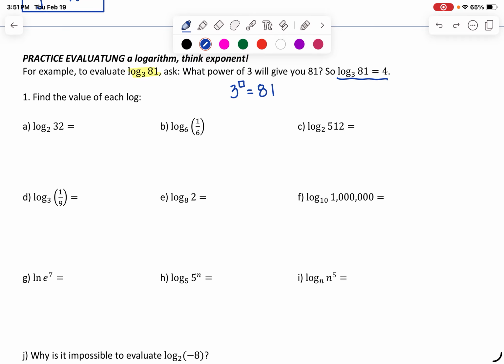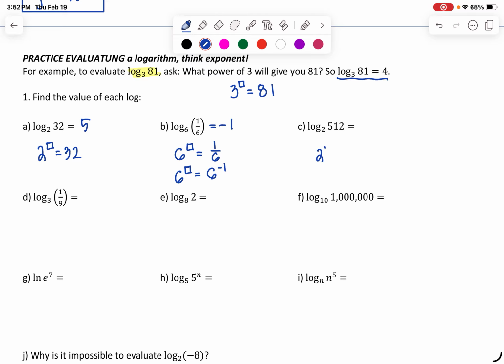All right, so this one's asking us 2 to what power gives me 32? It's the 5th power, so log base 2 of 32 is 5. This is asking me 6 to what power gives me 1/6? I can rewrite this so it's a base of 6. This is 6 to the negative first power, so the answer is -1. Another way of looking at it, you could ask yourself, what would make this 6 drop to the denominator? And that's a negative exponent. It's up to you how you want to see it.